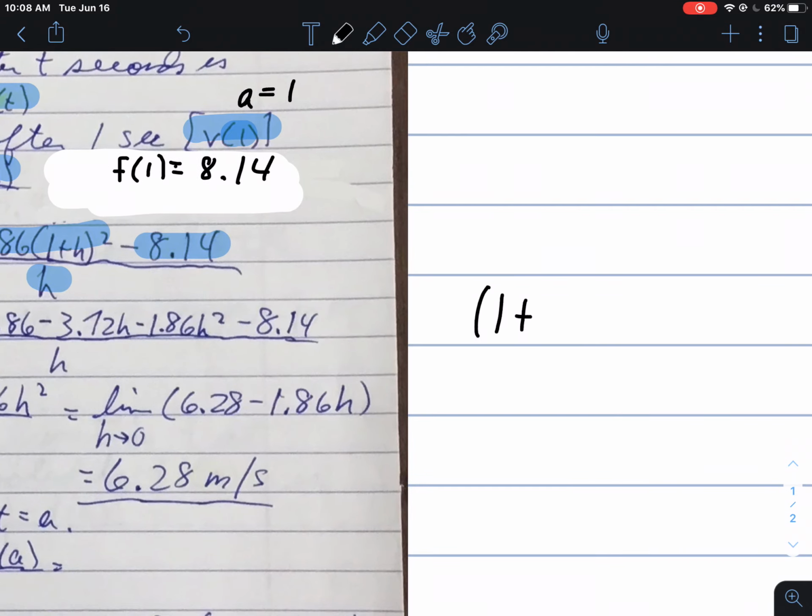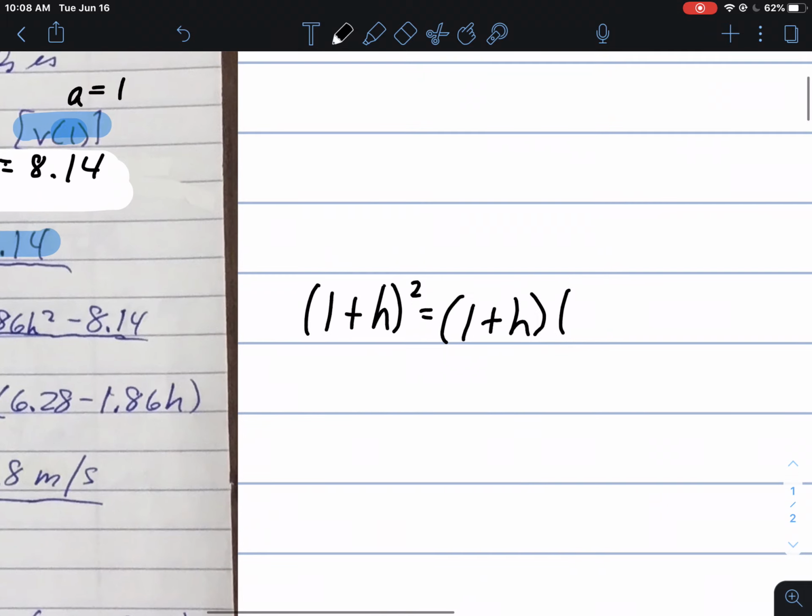If you have a binomial that you are squaring, remember there's a formula for that. This means 1 plus h times 1 plus h, because I'm not going to do this every time. And if you use your FOIL method, you get 1 plus 2h plus h squared, right?